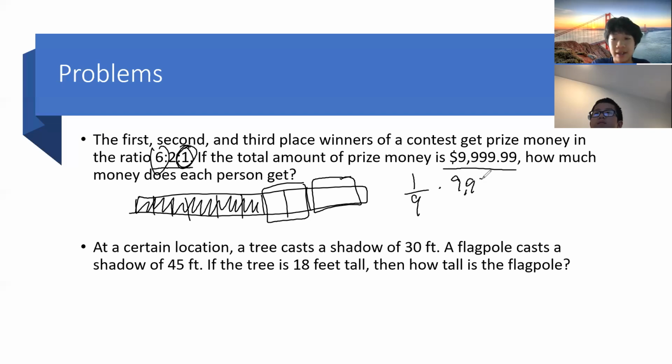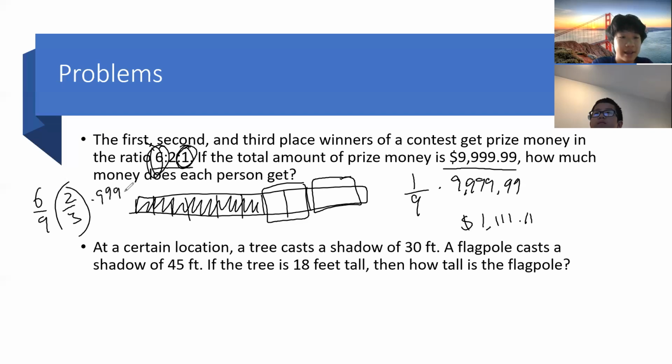That's multiplied by 9,999.99, and as you can see here, this is just going to be 1,111.11 dollars. The reason I started with this is because if we did the first one first, we would say, oh, 6/9, 2/3. If you were to multiply 2/3 by 9,999.99, that's going to be a lot harder, right? You're going to have to do a lot more math.